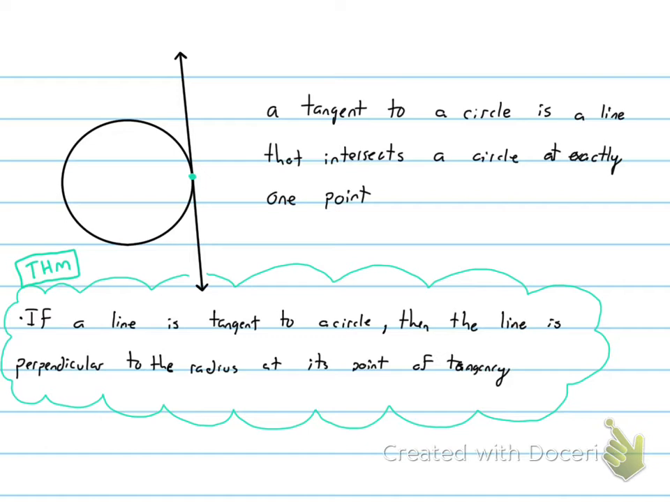If a line is tangent to a circle, then the line is perpendicular to the radius at its point of tangency. So if I draw my radius to that point of tangency, that's always going to be a right angle. And that's going to be the key to being able to solve a couple of different algebraic problems that we're going to see next.